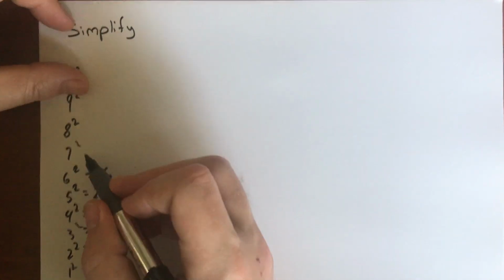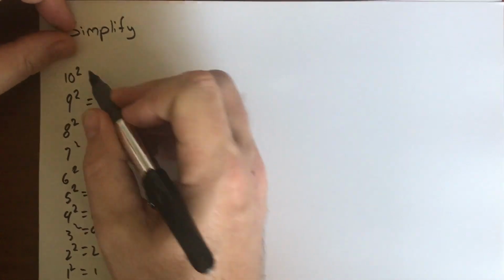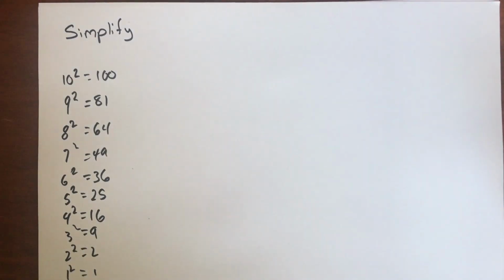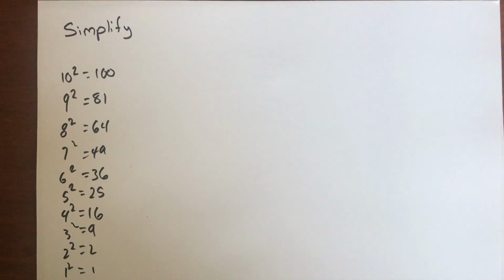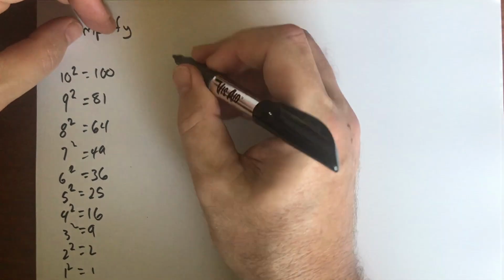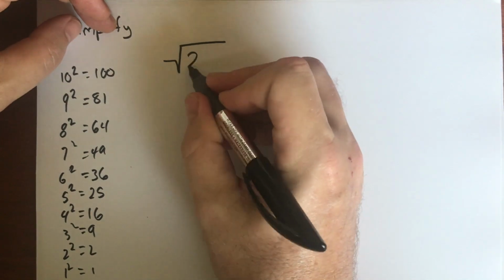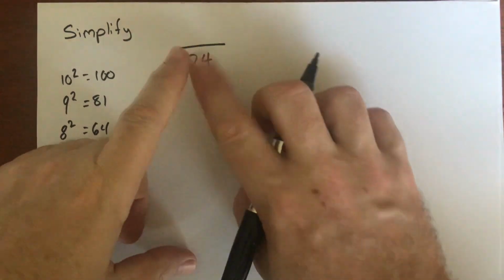25, 36, 49, 64, 81, and 100. Now we're not going to fall in between these things. What we're going to do is look for perfect squares as factors of the number we are taking the root of. So if I had to take the square root of, let's say, 24, what we're looking for is factors of 24.